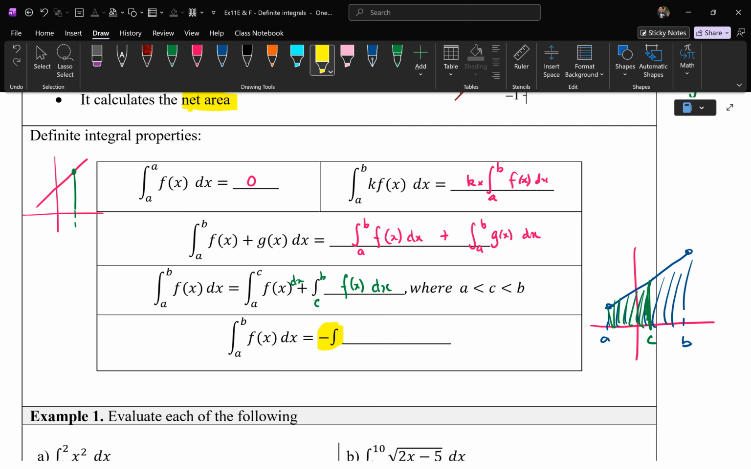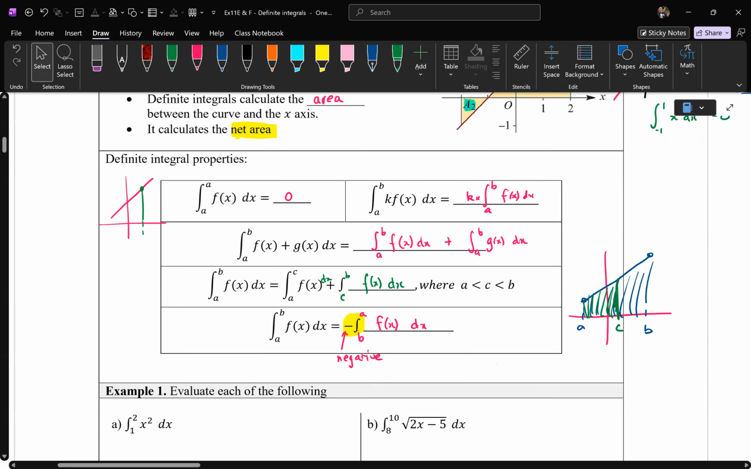If you swap the intervals around, so the larger value b is on the bottom and a is on the top, that's essentially the same thing as flipping, finding the area below the x-axis. So you can do f of x dx, and that's why there's that negative. That's genuinely a nice popular property to know, especially in multiple choice questions.